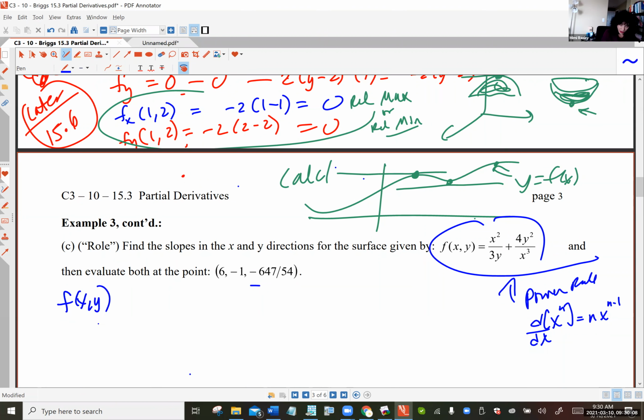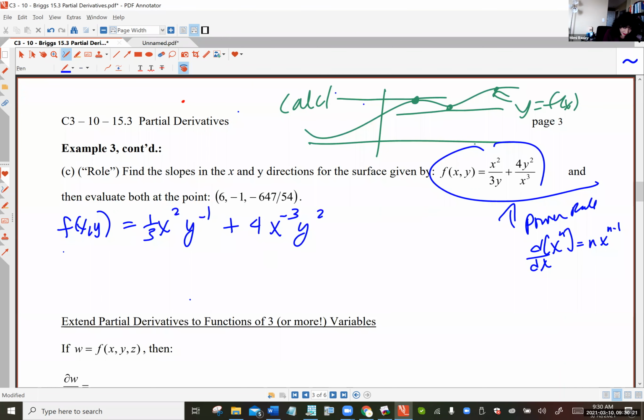Now, here's a tip. If I were you, I would have rewritten this function like so. Now, you don't have to, but it helps you when you're going to do the power rule. So I would have rewritten it. And then when you're going to take fx, which means you're going to hold y constant, I heard some of you saying, oh, you set the y to 0. Never set any variable to 0. You're holding it constant. Yes, 0 is a constant, that's true. But when I say set it to a constant, please don't set it to 0 in your mind because you're going to blow it out. Set it to like a 2 or something.